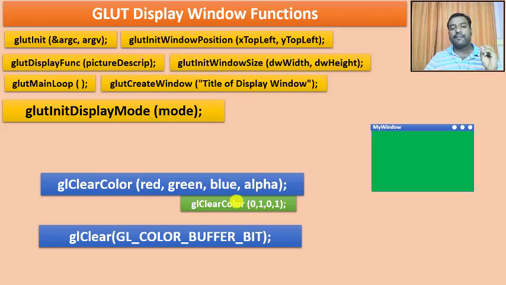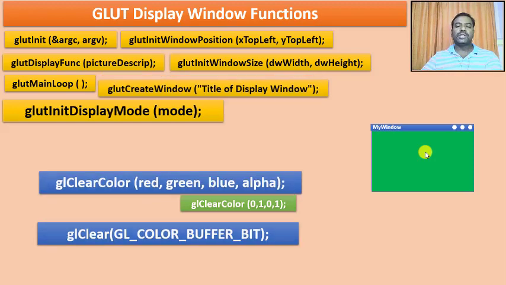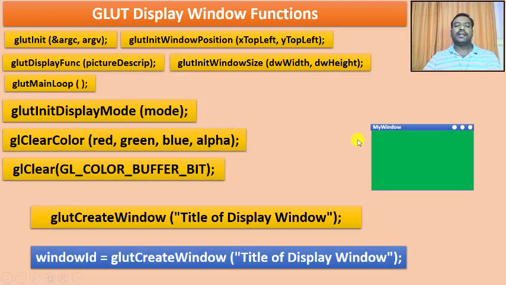Remember this. If the color which has been set is to be applied to your window, you need to use the glClear function. This glClear function will clear all the pixel bits to the desktop background color, and currently that color is going to be green. Hence the complete background of your window is going to be green. This is how we are going to use glClearColor and glClear.